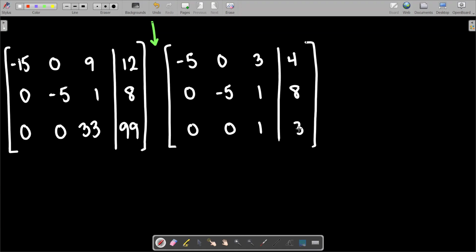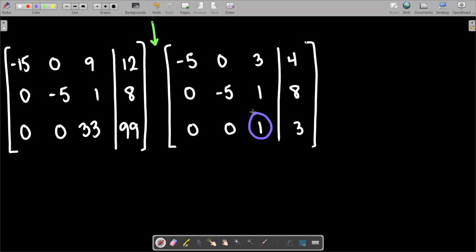Which leads us now to our final matrix. Okay. So our last objective is to do what? Get the zeros above the worker bee. And the worker bee just works his way down. In step 1, the worker bee was up here. In step 2, the worker bee was right here. And in step 3, the worker bee is right here.